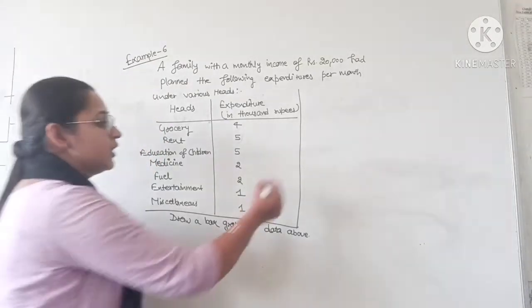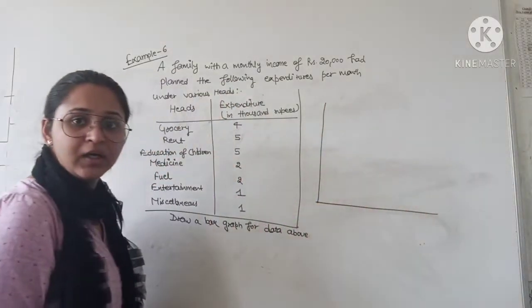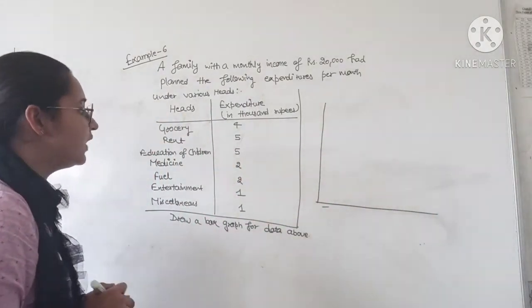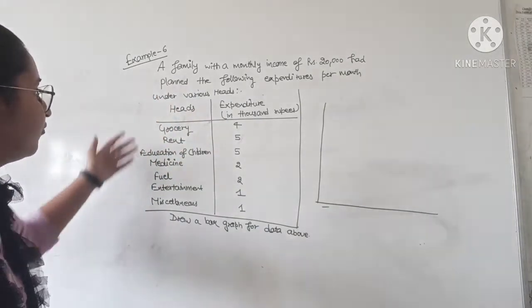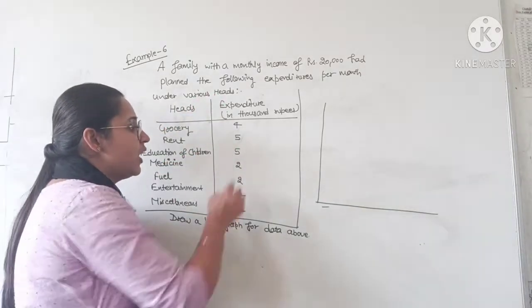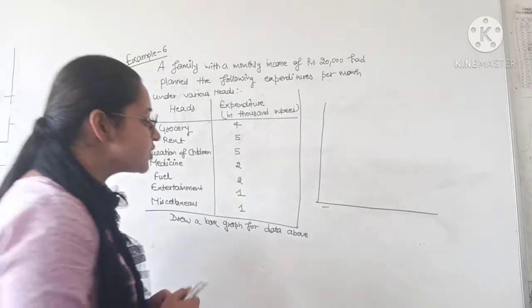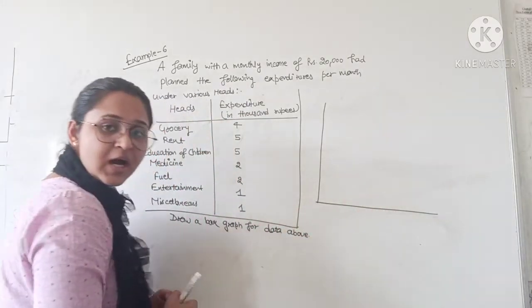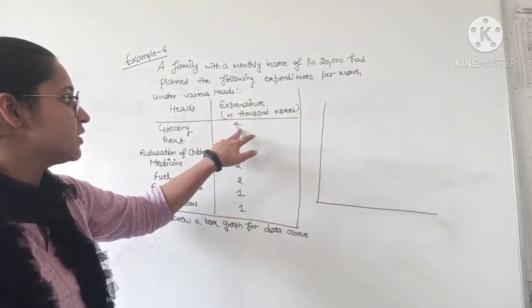Now see, this is the vertical axis and this is the horizontal axis. We have two things. First is heads, the things on which they are spending, and here is the expenditure, how much money they are spending. So on the horizontal axis I am writing my heads, and on the vertical axis I will write the expenditure, that is the frequency.